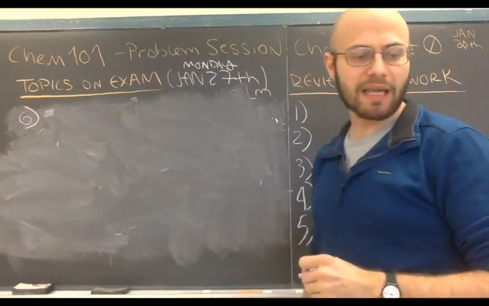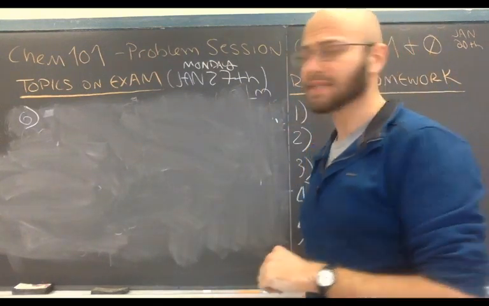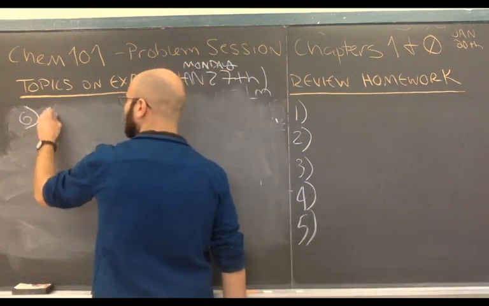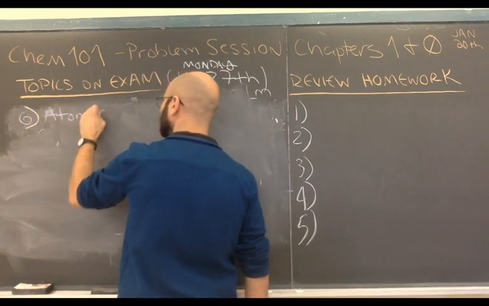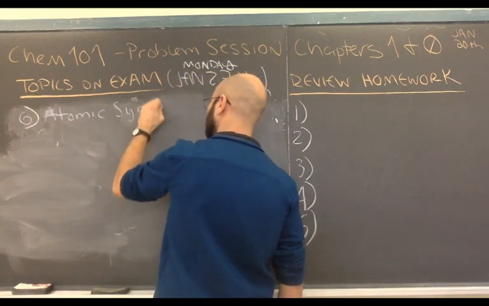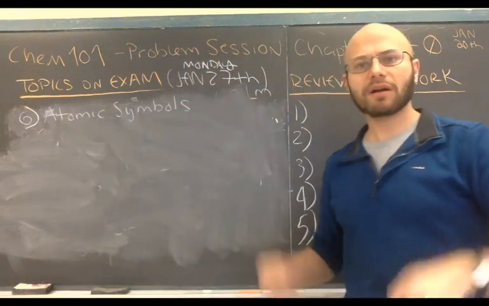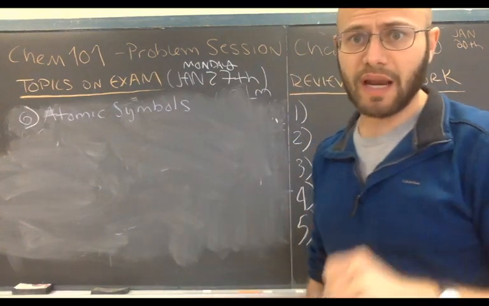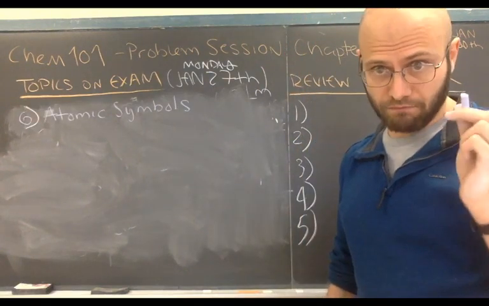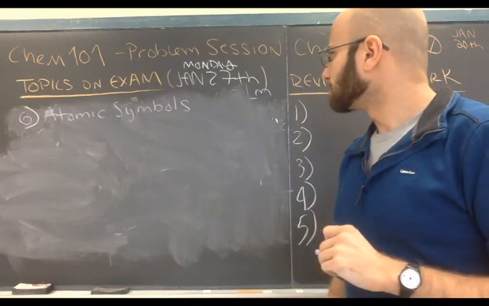So the sixth topic is going to be atomic numbers and mass numbers. Sometimes we also call it atomic symbols. And so, again, there aren't periodic tables in all of these rooms. It's frustrating. You will have one for every exam, just so you know.